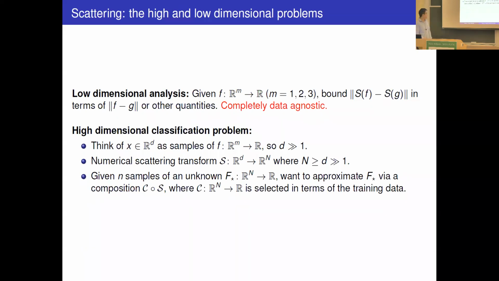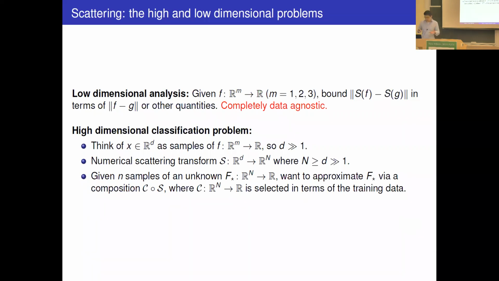So given n samples of an unknown function, there's an obvious typo here, sorry. This is supposed to be R^d. So f star you can think of as the classification function. What we'd really like to do is approximate f star via some composition. So the composition we're doing is first scattering and then some classifier C, where script C depends on whatever training data we're given. And this is a more difficult problem.